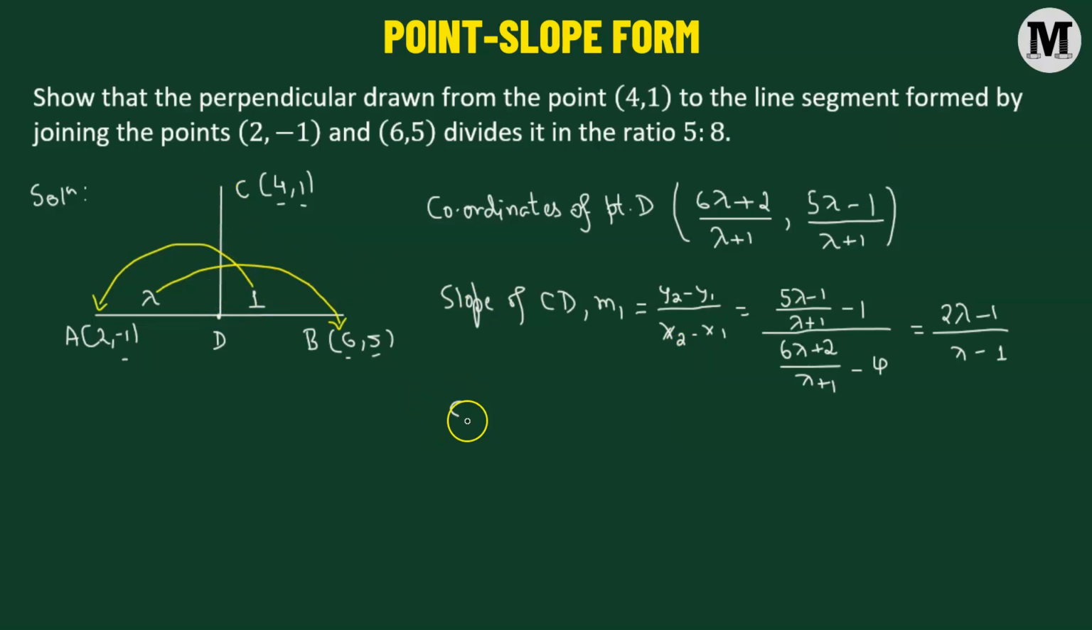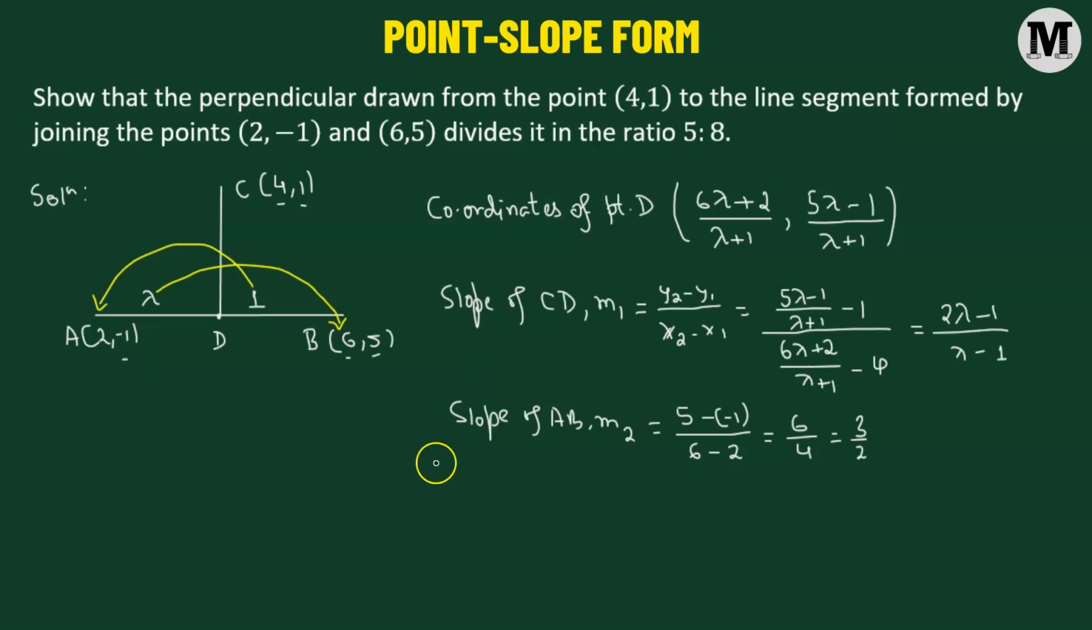We can also find the slope of line AB. So the slope of line AB, which we will be denoting by M2, is going to be equal to, we'll take the difference of the y coordinates, so that's 5 minus -1, divided by the difference of the x coordinates, so that's 6 minus 2. 5 minus -1 is going to be positive 6, divided by 6 minus 2, so that's 4. So that means the slope will be 3/2.